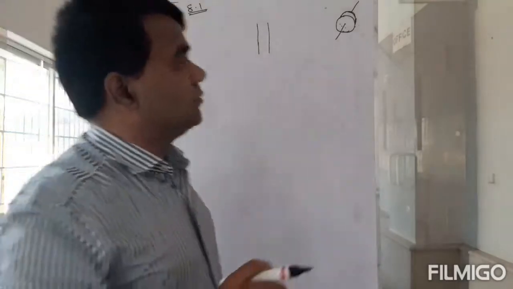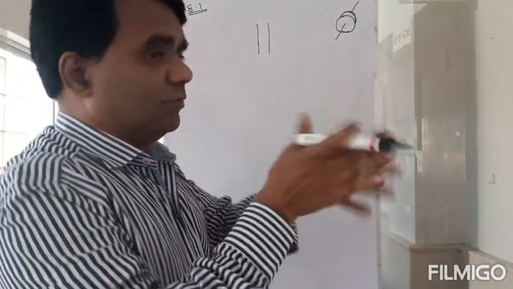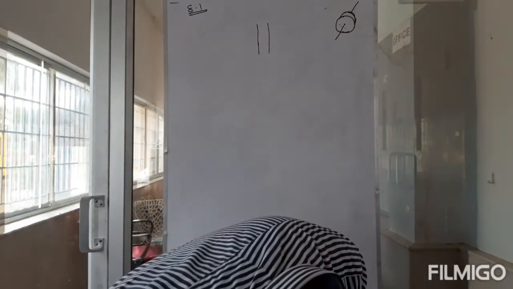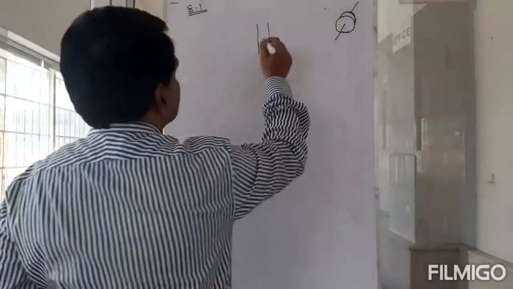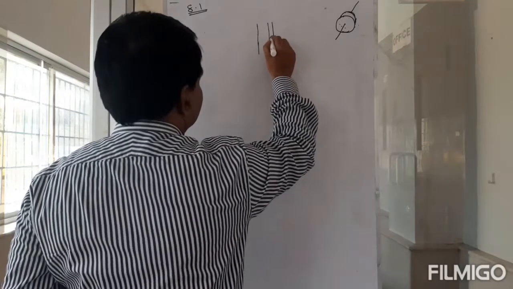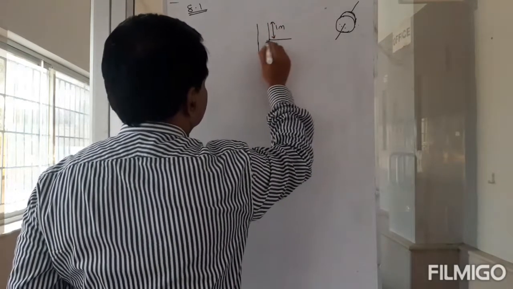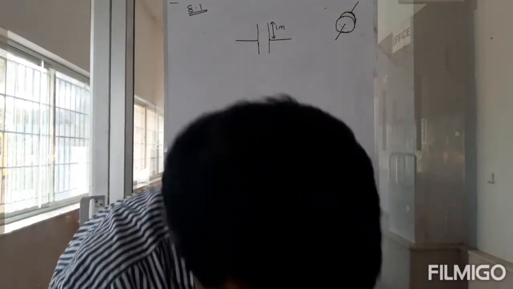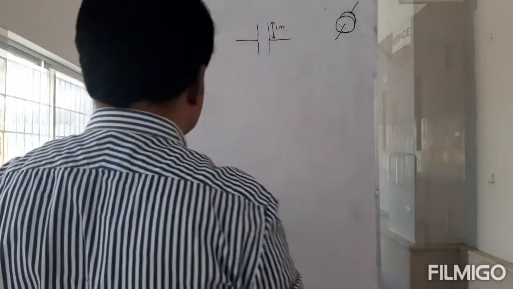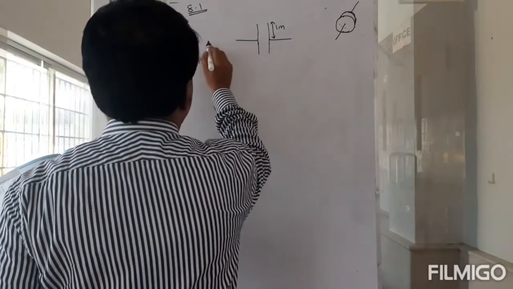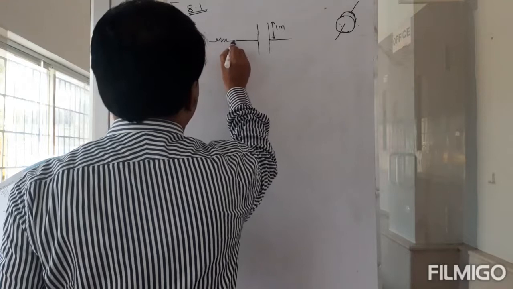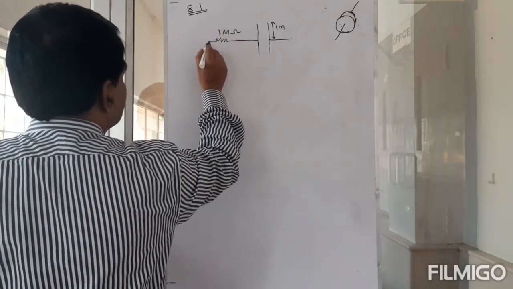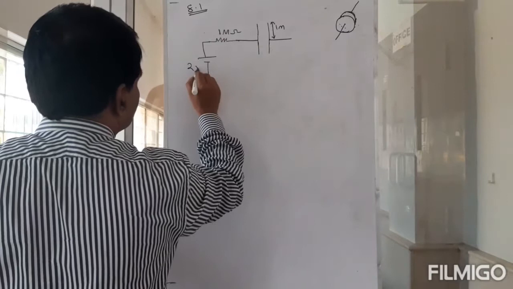So this is a parallel plate capacitor. Okay, so the radius is given to be 1 meter. Okay? So this is the center and this is 1 meter. And this is connected to a battery of 2 volts along with another resistor. The resistance value is 1 mega ohms and connected to a 2 volt battery.